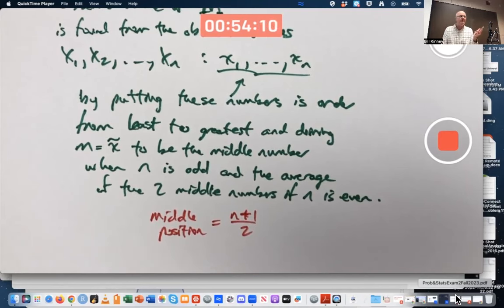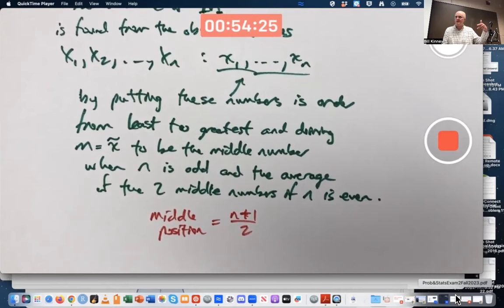By the way, what do you do if you've got repeat numbers? They're still in the list more than once. So when I say least to greatest, it could include repeats where things are equal. And that does sometimes happen with real data where you've rounded to a certain number of decimal places.